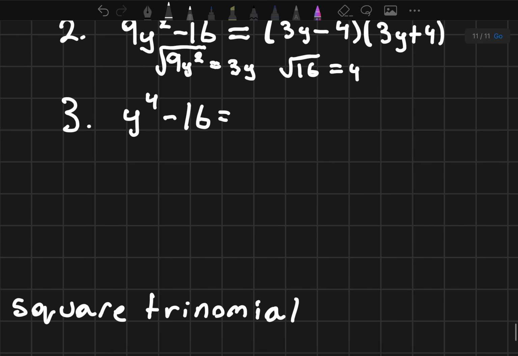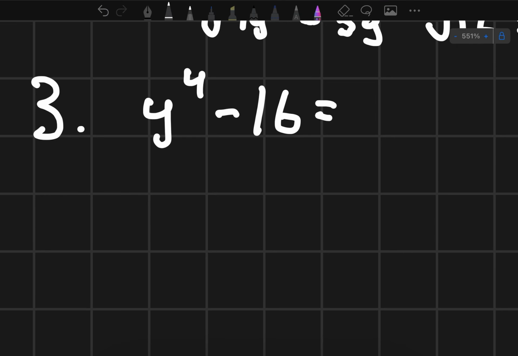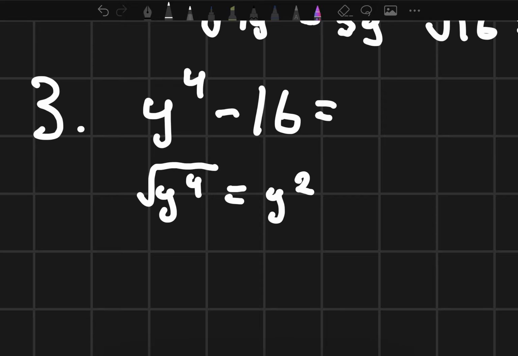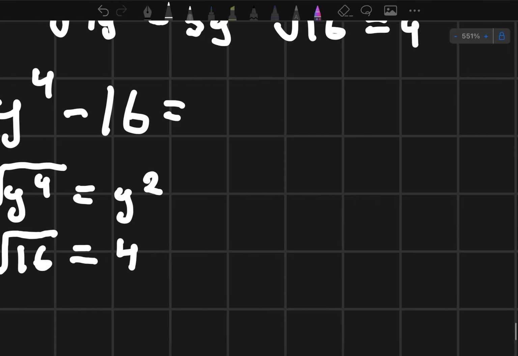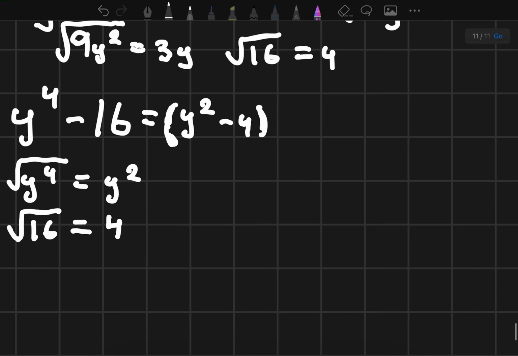And now for the last example, we have y to the power of 4 minus 16. So first we have to square root y to the power of 4, and y to the power of 4 is equal to y to the power of 2 when square rooted. And then we have to square root 16, which is just 4. So then we have y squared minus 4 multiplied by y squared plus 4.